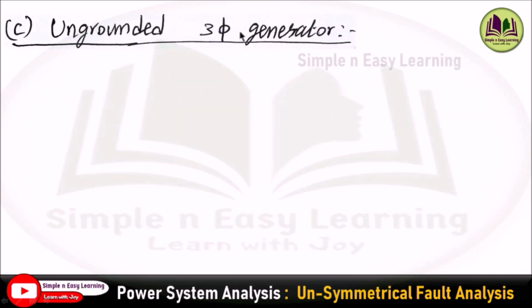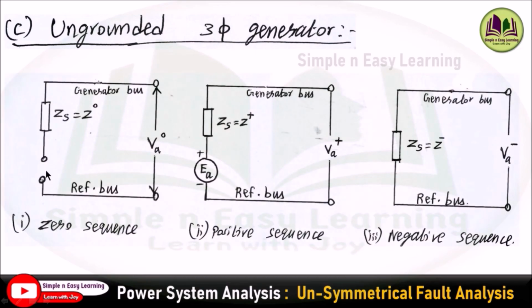And the third case, an ungrounded three-phase generator. The neutral is not grounded. In such a case, you represent the zero sequence network as an open circuit at this point, and here you have the synchronous impedance, that is the zero sequence impedance, and the current and voltage. Then similarly, for positive and negative sequence, the circuit remains the same as in the previous cases. So this is your sequence impedance and sequence network of a synchronous machine.